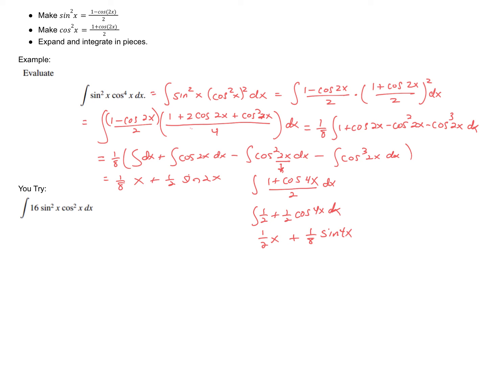And the last integral, this is a really fun problem, has an even sine and an odd cosine. So you get to do pretty much all cases in this one problem. So we're going to take the cosine cubed and split it up into cosine times cosine squared. Oops, and these are 2 x's. Sorry about that.